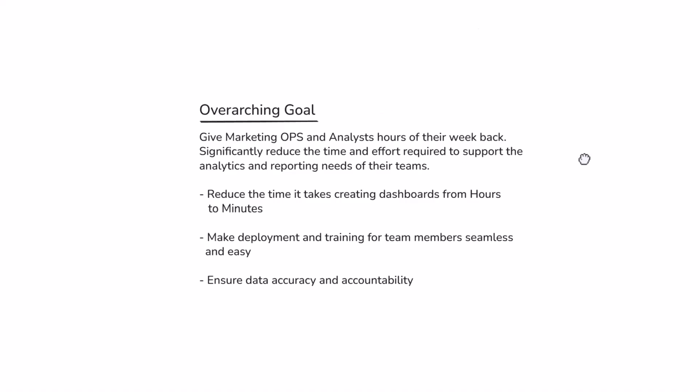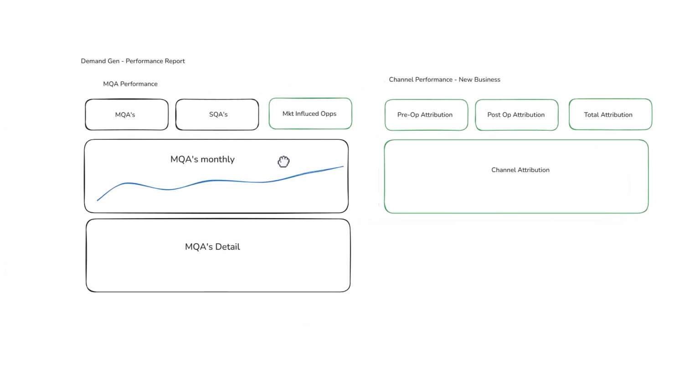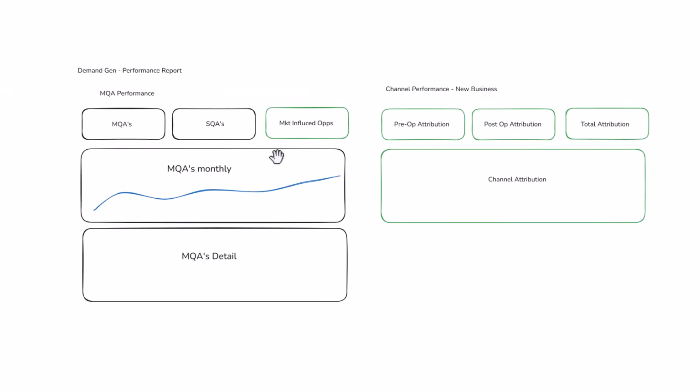So let's see how we do that. Here I have a mock-up of a report that I believe I would like to build. Let's say we want to build a report for demand generation, maybe a performance report. And we want to look at the marketing qualified accounts, the performance, how many are coming in, how many convert to sales qualified accounts, how many are influenced ops, and then we want to look at how many are coming in over time and a little bit of detail.